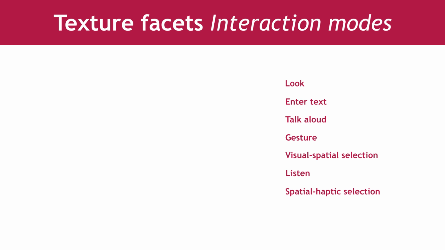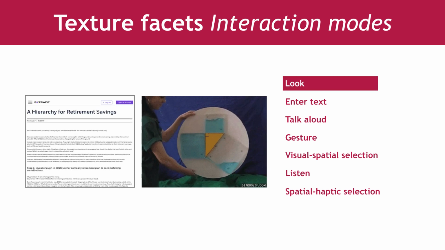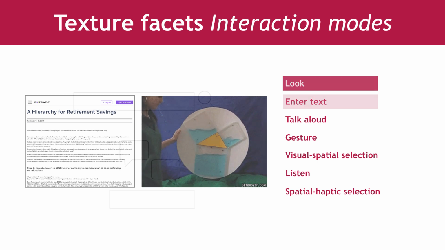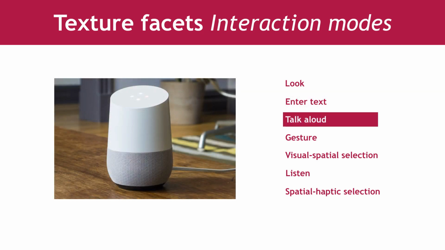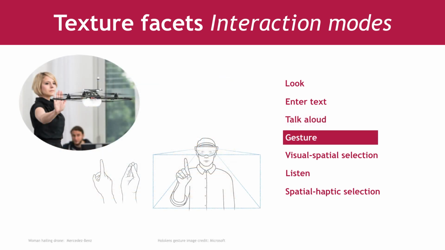But we also need to think about how the actor goes about interacting with the information. So the actor could simply look, read some text, watch something. That's a way of interacting. The actor could enter some text, searching or engaging in some sort of dialogue. The actor could talk aloud to engage with the design. The actor could gesture to a physical object or a simulated object.